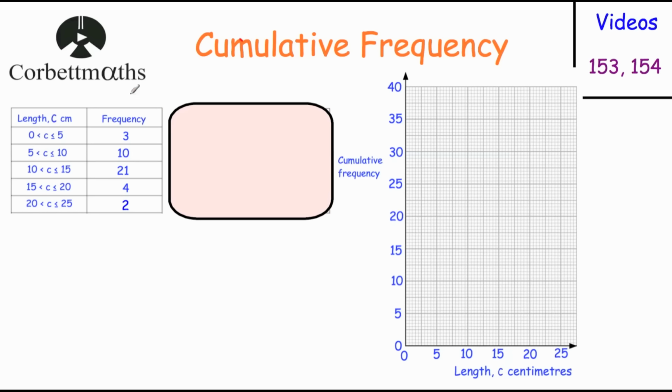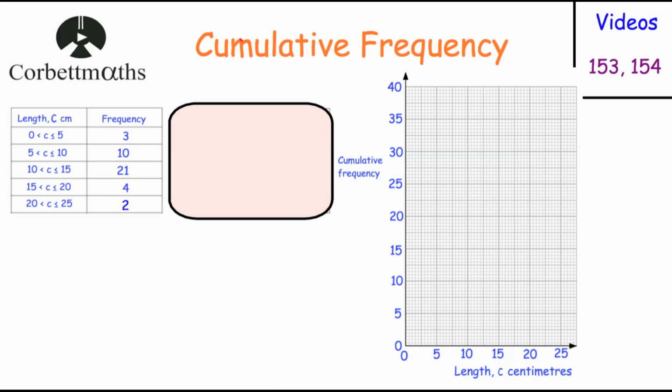So here we've got our frequency table, and it's a grouped frequency table, and we've got the lengths of some items: 0 to 5 centimeters, 5 to 10, 10 to 15, 15 to 20, and 20 to 25. And we're given the frequency, so we know it's 3 between 0 and 5, 10 between 5 and 10, 21 between 10 and 15, and so on.